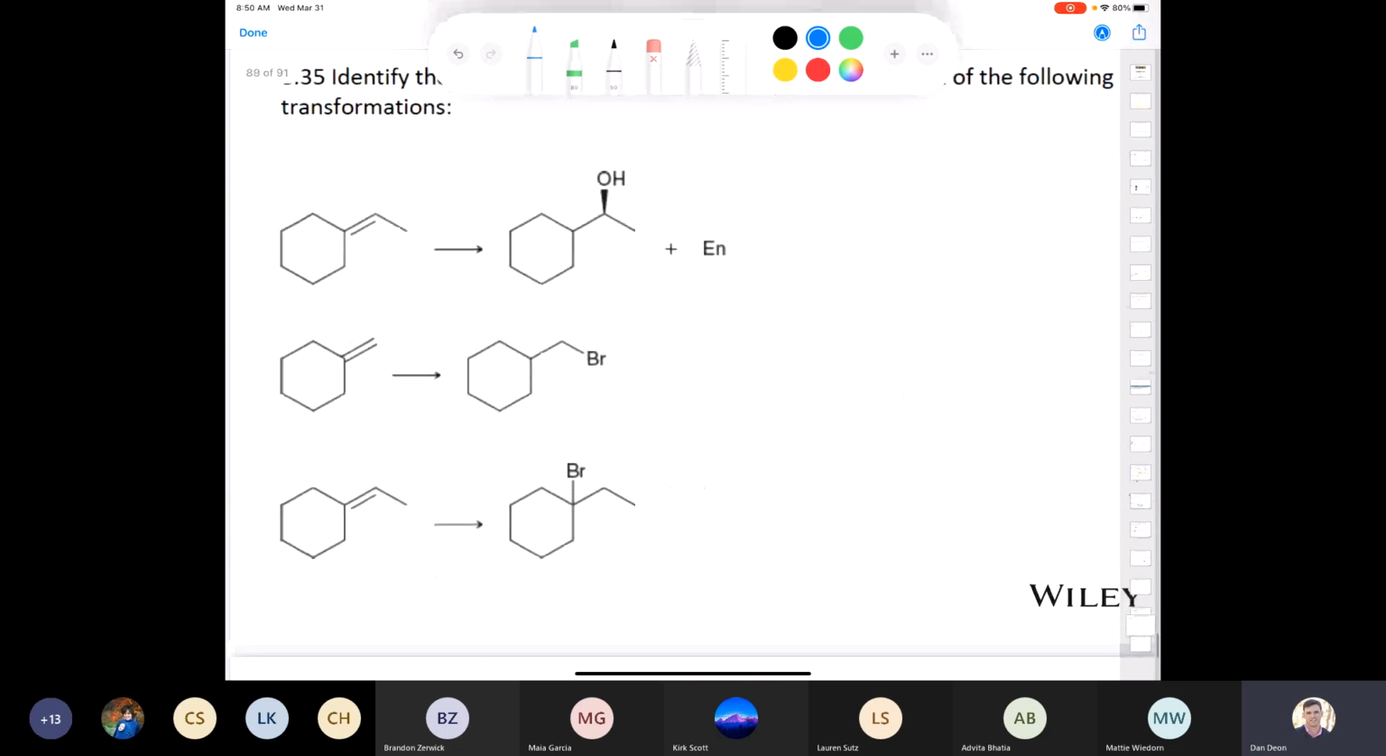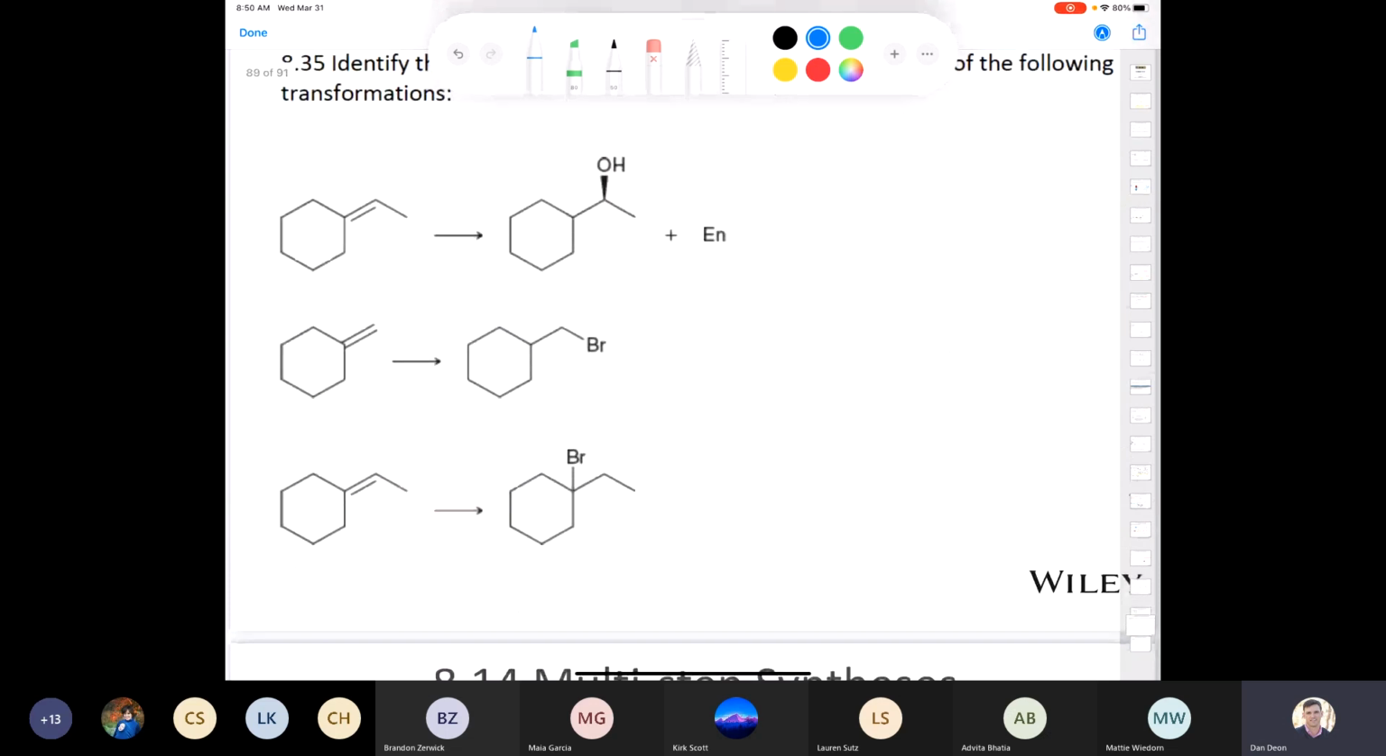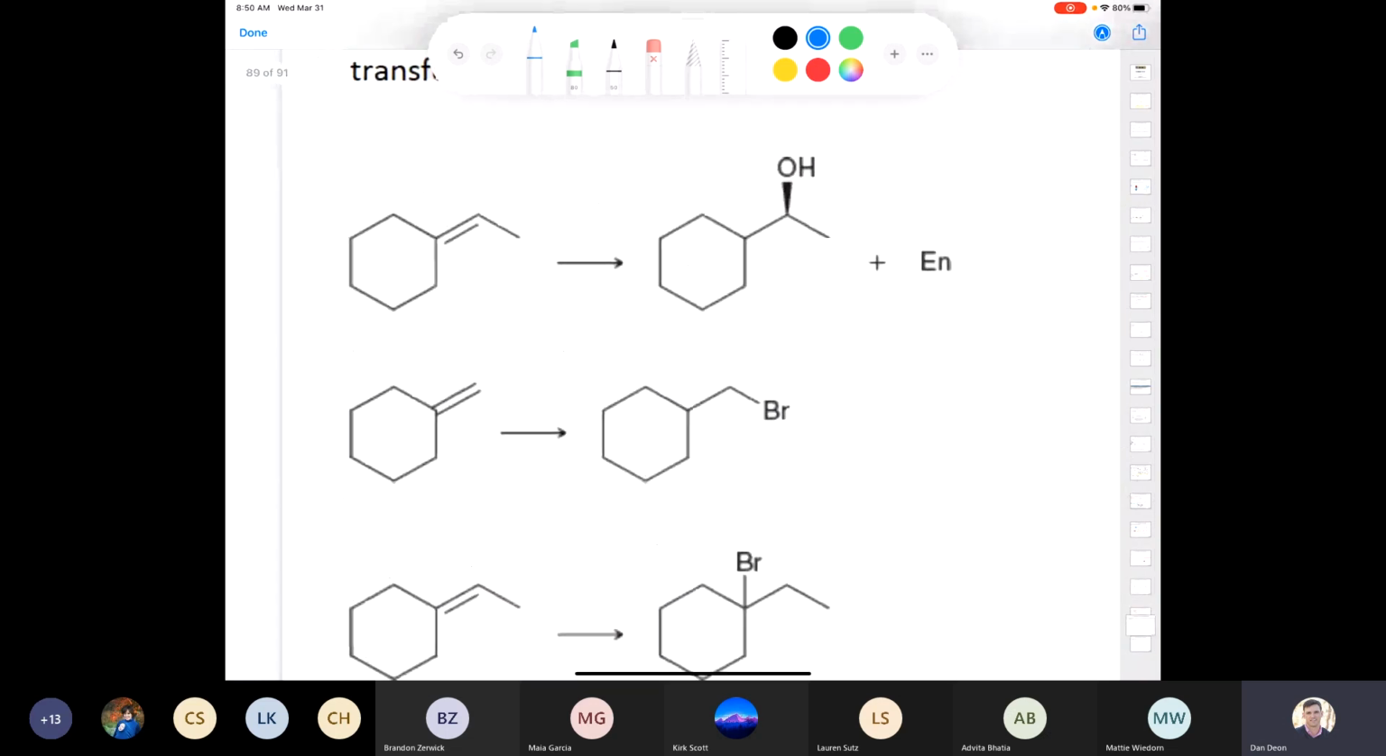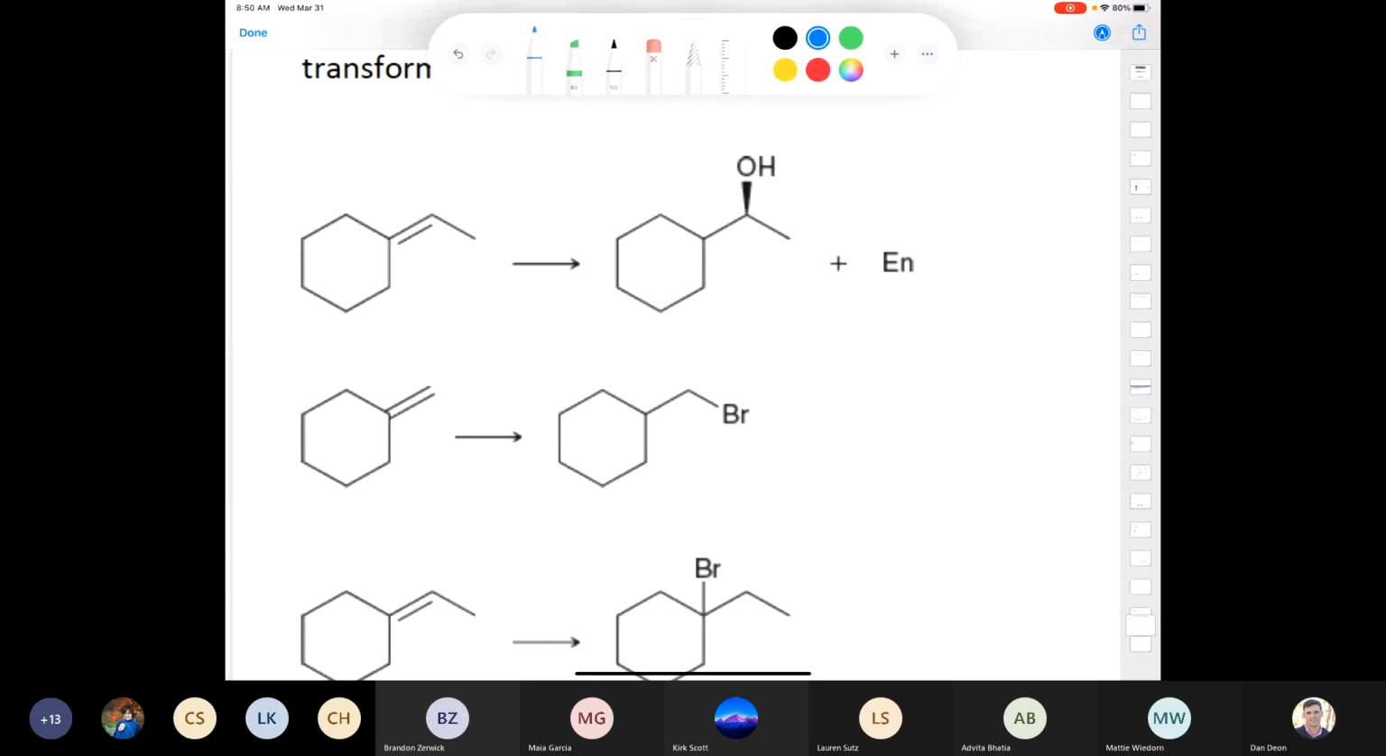So some more practice. Let's keep going. Now we're going to look at these problems from a different point of view. Now we're going to have to choose the reagents. So we've been given the starting material and the product. Okay, so let's call this one A, we'll call this one B, and we'll call this one C.